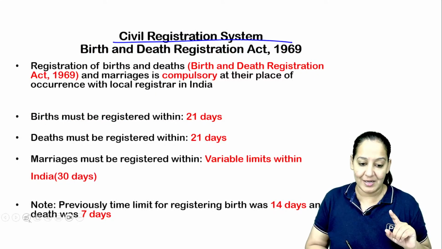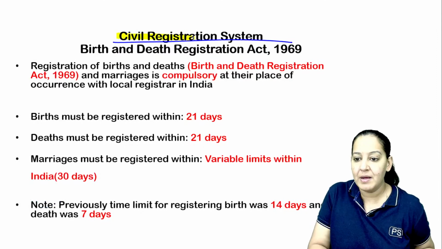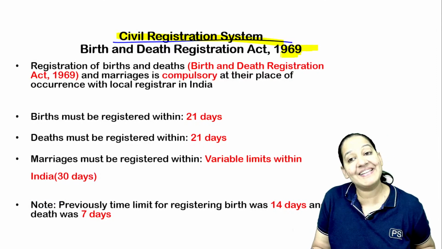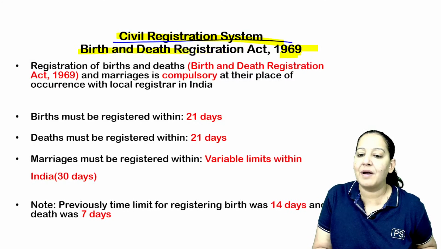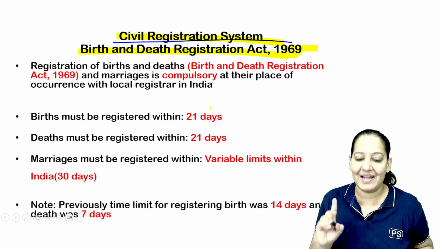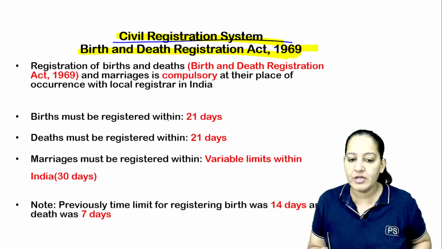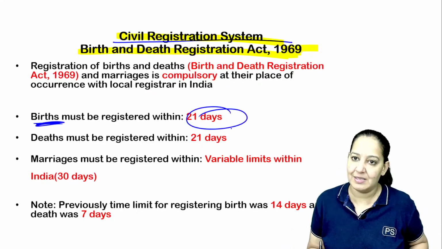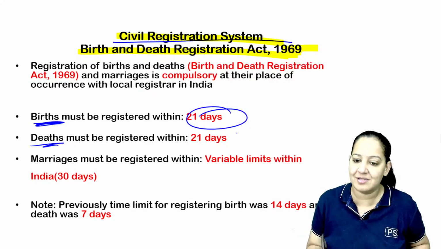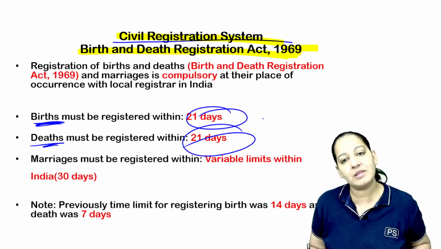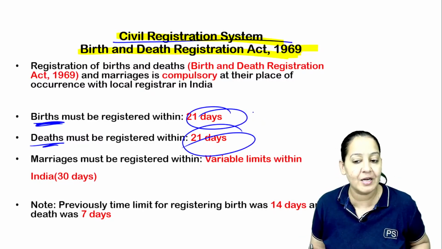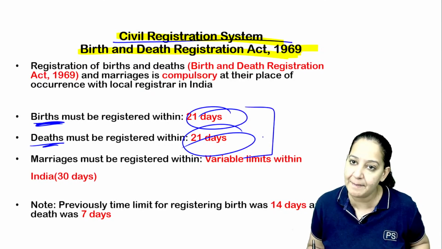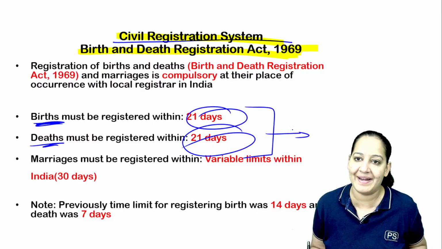So according to the civil registration system, there is an act which was passed in 1969, long ago. It is known as Birth and Death Registration Act. According to this act, all birth must be registered within 21 days. All death must be registered within 21 days. So birth and death both must be registered within 21 days. If not done, then what will happen? The penalty is there. Financial penalty is there.